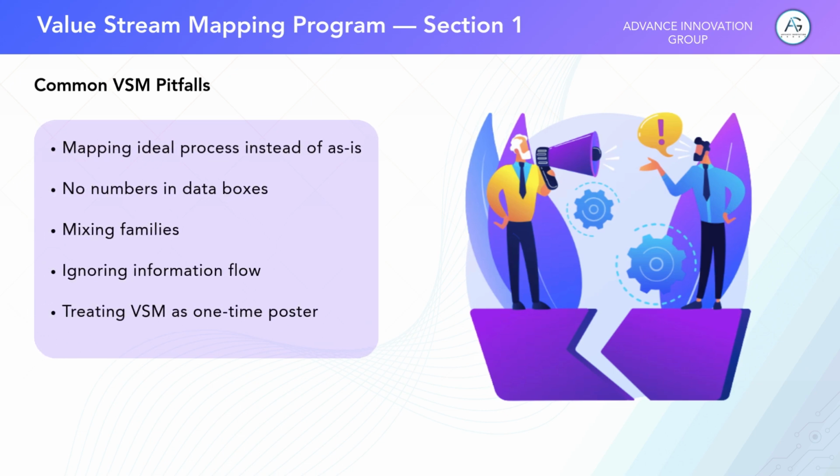Here are some common mistakes people make while creating a value stream map. First, they map the ideal process instead of what actually happens. Always start with the as-is process. Second, many maps don't include real data in the boxes, which makes them less useful. Third, mixing product or service families creates confusion and incorrect insights. Fourth, people often ignore the information flow, even though most delays happen there. And finally, some teams treat VSM as a one-time activity, while it should be updated regularly to track improvements.